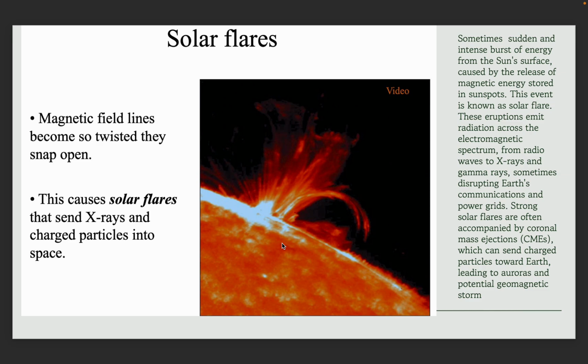This kind of eruption emits radiation across the electromagnetic spectrum. A solar flare can emit radio waves, X-rays or gamma rays, and sometimes disrupts the Earth's communication and power grid. Strong solar flares are often accompanied by a coronal mass ejection, which can send charged particles towards the Earth and can create aurora and potential geomagnetic storms.